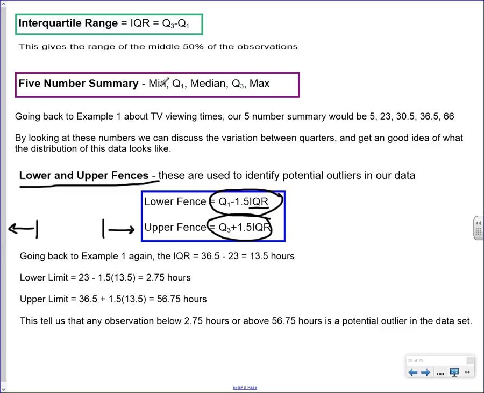Just using the min and the max, you can find the range. Q1 and Q3 give you the interquartile range, which is our middle 50% of the data. The median separates the lower 50 from the upper 50. Going back to the example we just did about TV viewing times, this is our 5-number summary: 5, 23, 30 and a half, 36 and a half, and 66.